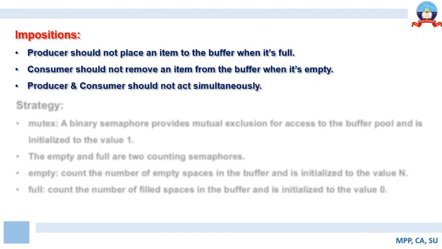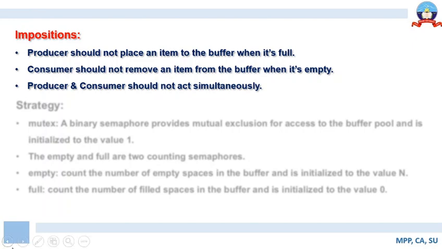And the most important imposition is that the producer and the consumer should not act simultaneously, or perform operations at the same time. So these are the three important impositions guiding the operations of the producer-consumer problem: the producer should not place an item when the buffer is full, the consumer should not remove an item when it's empty, and the producer and consumer should not act simultaneously.